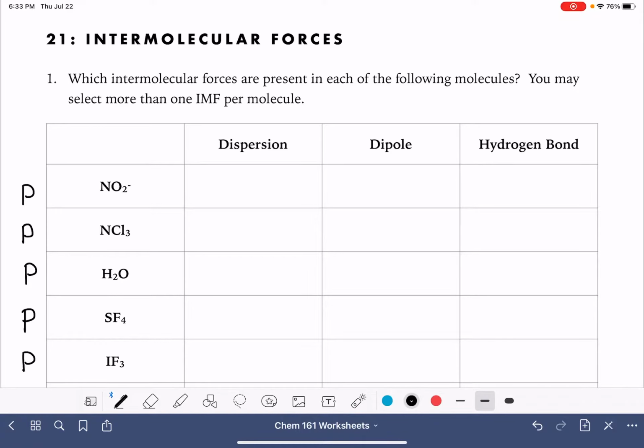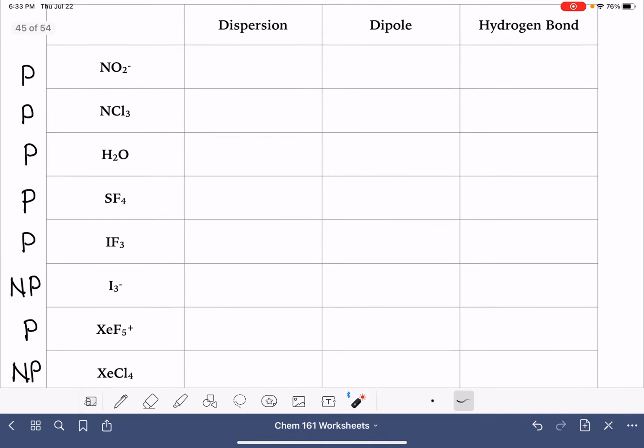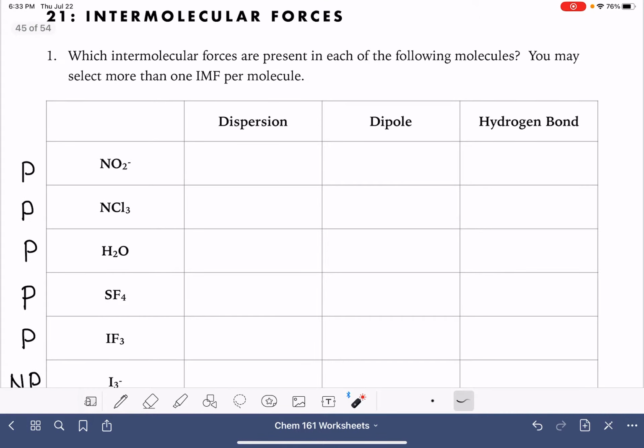Okay, so we have a few different things we're going to work on this worksheet. The first problem that we're looking at, we've got a few different molecules, and our job is to determine which intermolecular forces are present, and we can select more than one force, and our choices are dispersion, dipole, and hydrogen bonding. So I'm going to try to keep this as simple as possible.